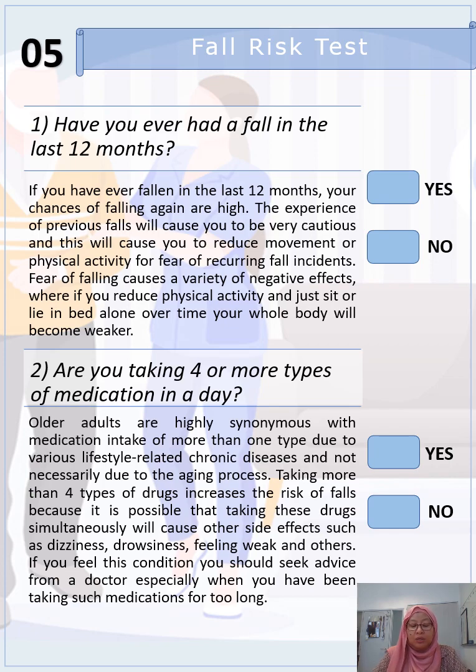for too long. Okay, so if they are taking more than 4 medications, they are probably on multiple medications. They may also have the tendency to develop adverse effects from the intake of these multi medications, then they are actually at risk of falling. And if they know that whenever they take those medications they feel like they have the tendency to fall, they need to see the doctor again and discuss about the medication. All right.